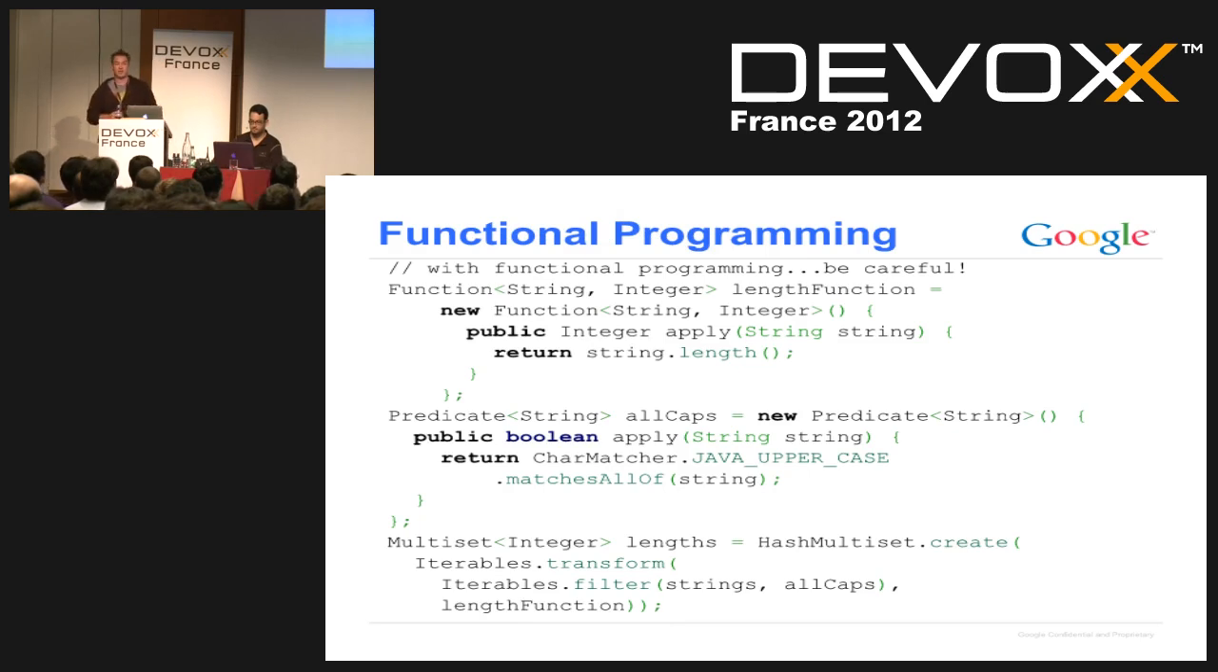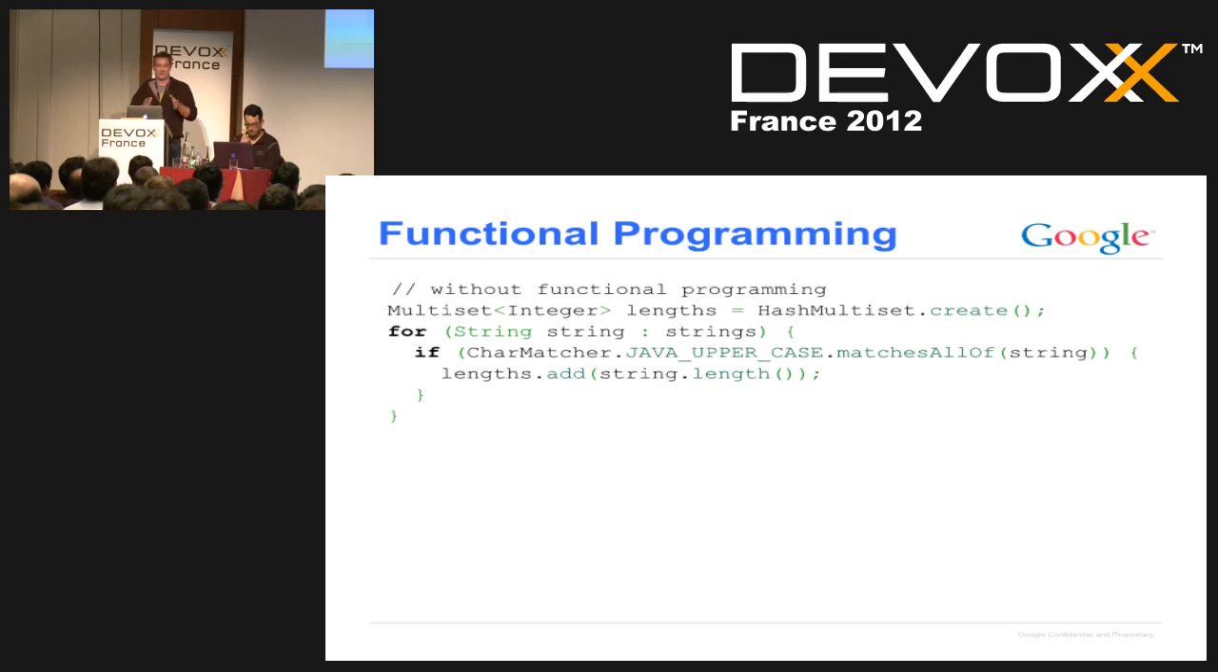Okay, so we just saw some ways that functional programming is actually useful, but you do have to be careful with it. Here we've used both a function and a predicate in this example, and then we'll show what it would look like if you didn't use functional programming. All of this, if you do it just the normal way, is actually much shorter. So you have to use functional programming with care. We've seen a lot of people do this at Google, unfortunately, and if you use functional programming for everything, it turns into quite a mess. So just use it sparingly.